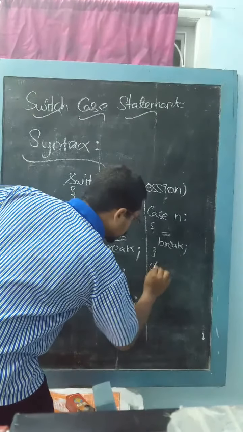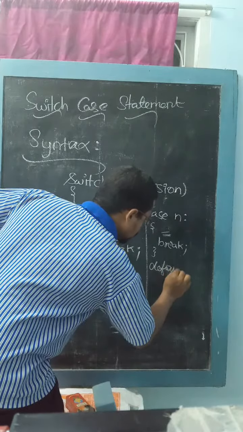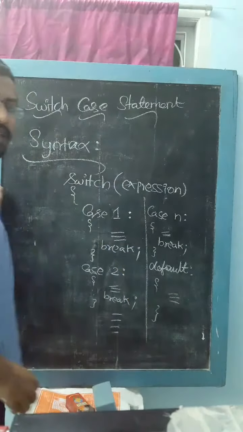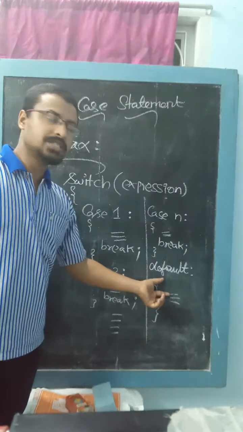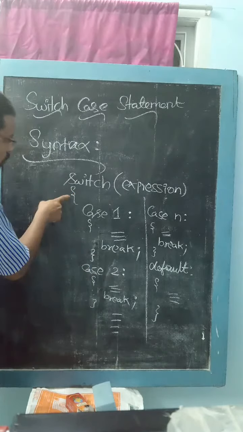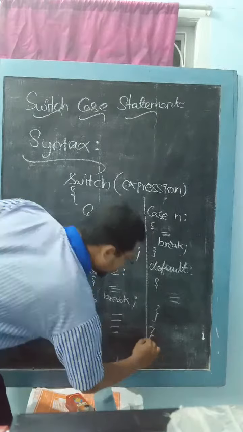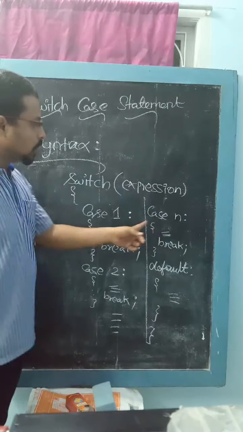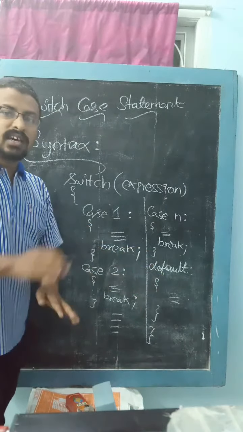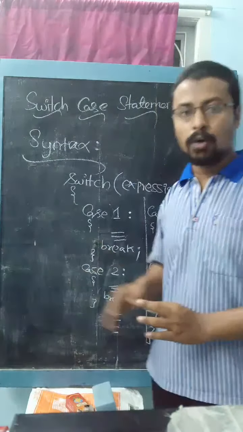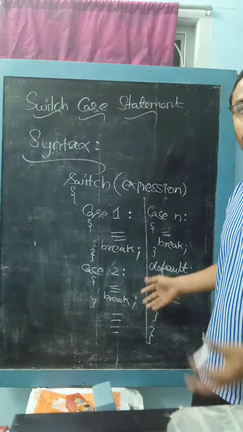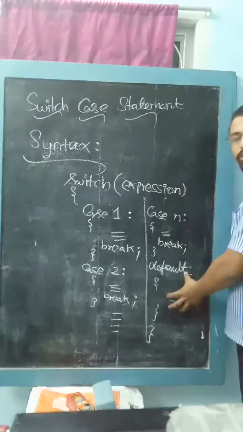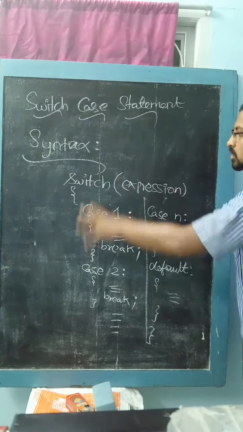Finally you have to use default. So this is the end of the switch case statement, and finally you have to close the switch case statement here. You got it? Case 1, case 2, like that it will go up to case n. Finally, if no cases are applicable in your problem, the program will automatically execute the default case. So just note down this example.